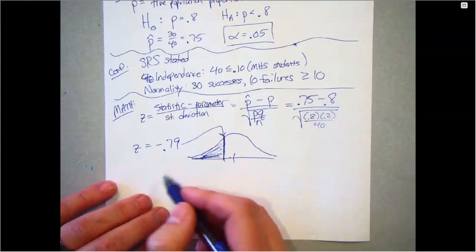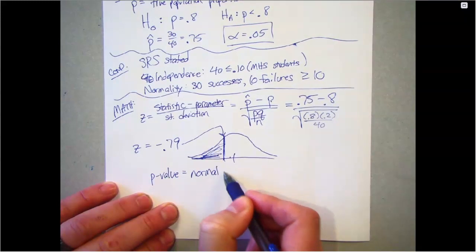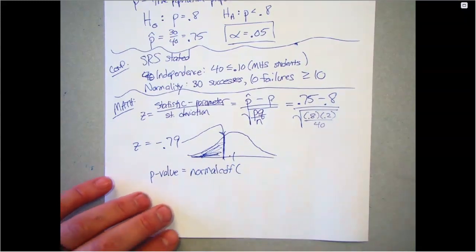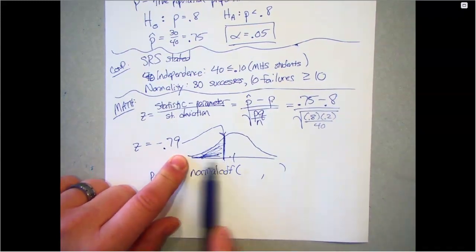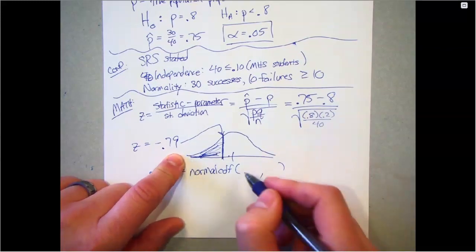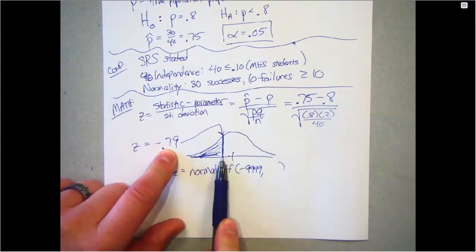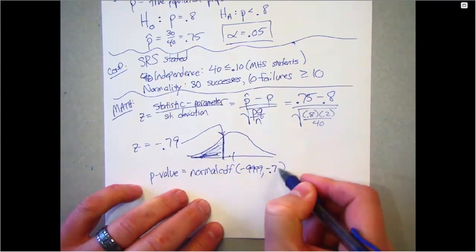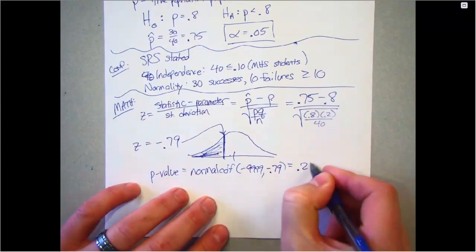I want to find the p-value now. To find the p-value, I'm going to use normal CDF. I've got a lower bound and an upper bound. My lower bound, because it's shading all the way over to the left, is negative 99999. And my upper bound is this z-score, negative 0.79. So type that in and let's see what we get. So I get 0.215.